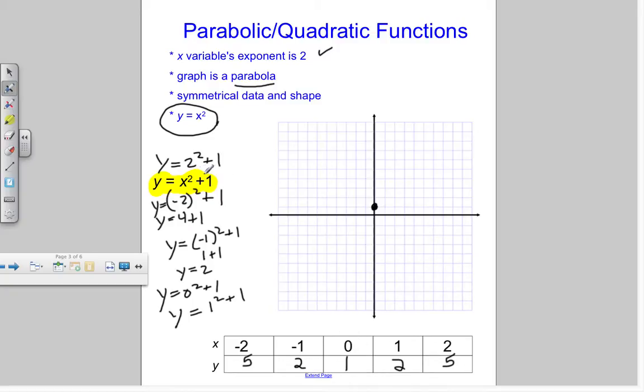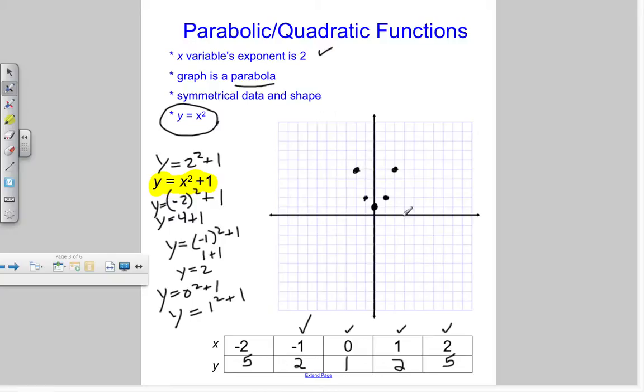So the y-intercept is a 1, and that's a 1. That's actually kind of not a coincidence. Okay, so now I plotted this point. Let's plot this point. 1, 2. Okay, now let's plot this point. 2, 5. And if I come over here, I've got negative 1, 2. And I've got negative 2, 5.